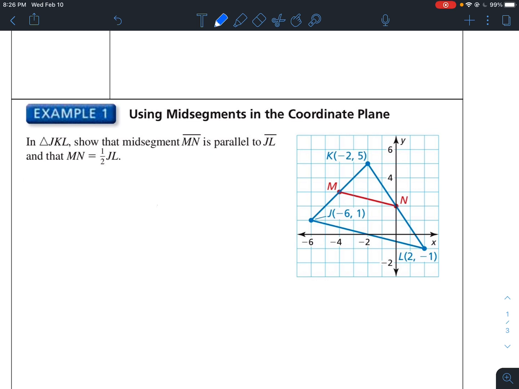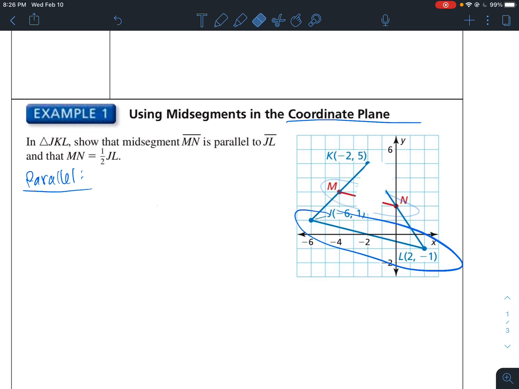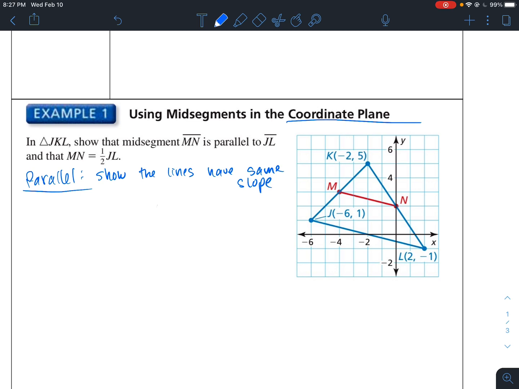So first of all, we want to show that they're parallel. Now, to show that lines are parallel, notice that this is on a coordinate plane. So these have slopes, right? There are slopes to these lines since it's in a coordinate plane. Now, if we want to show that these are parallel, then we show the lines have the same slope. So to show that these lines are parallel, we have to show that they have the same slope.